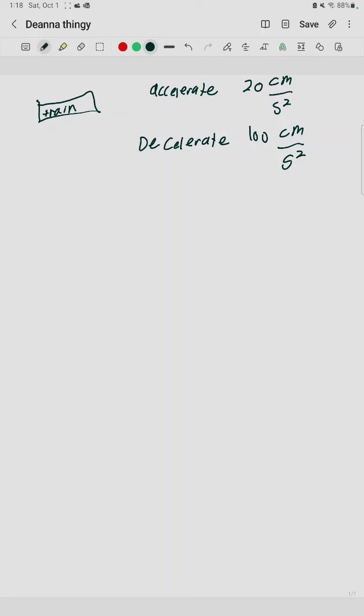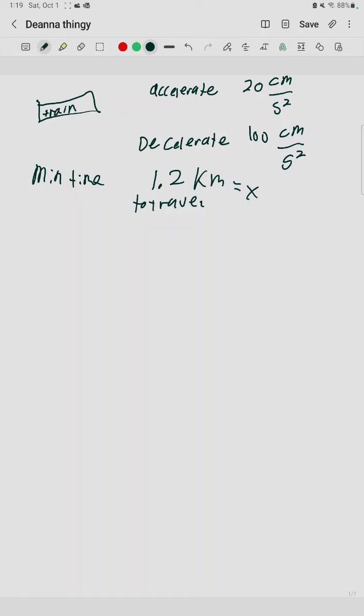So one of them was a train that can accelerate 20 centimeters per second squared and then decelerate 100 centimeters per second squared. You can go ahead, pause, try and work it out. Oh, sorry, and you have to find the minimum time for the train to travel 102 kilometers. So I'm going to make that x. Go ahead, pause, try and work it out.